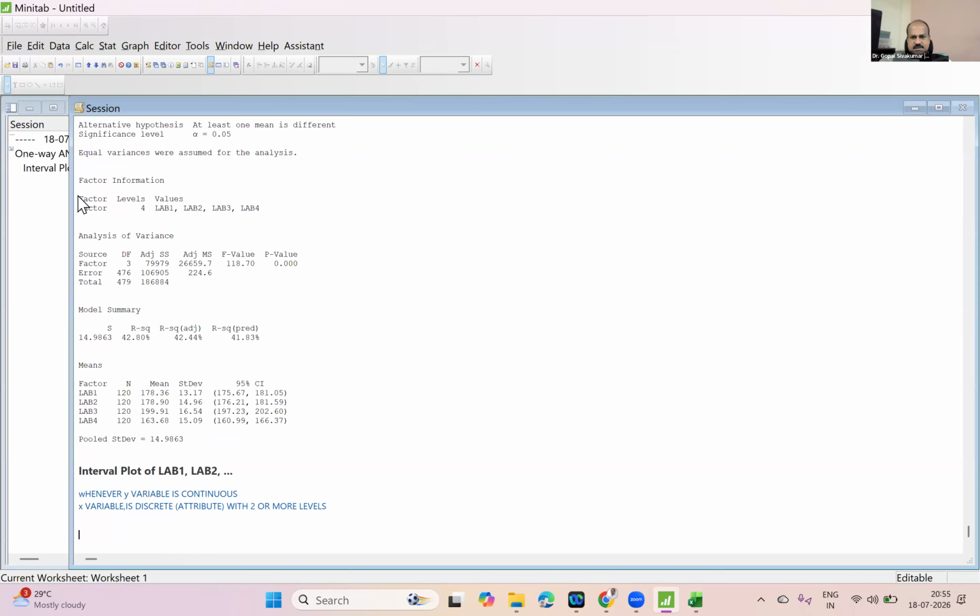Now inside the session window, this is called the ANOVA table. In the ANOVA table, the criticality of the factor can be compared using the p-value. All of you, can you see the p-value?